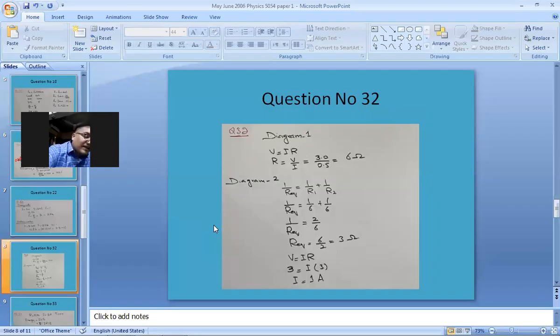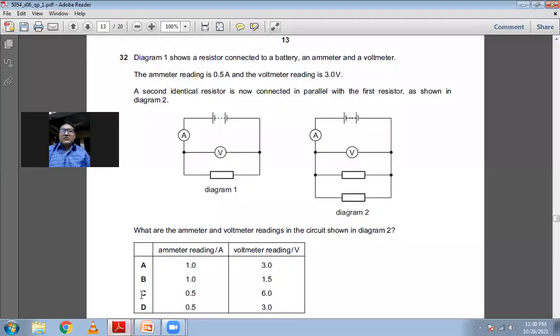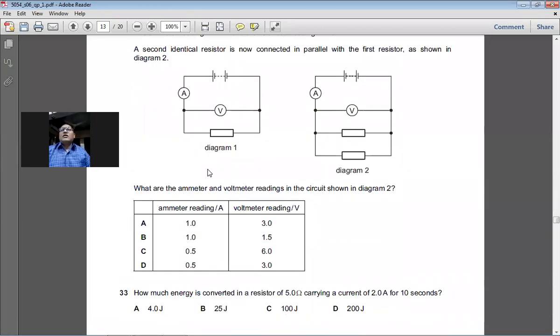So the reading on the ammeter will be 1 ampere, and the voltmeter will show 3 volt. So I think A is the right choice.